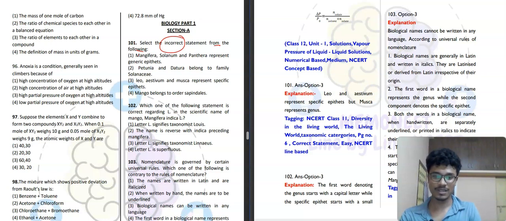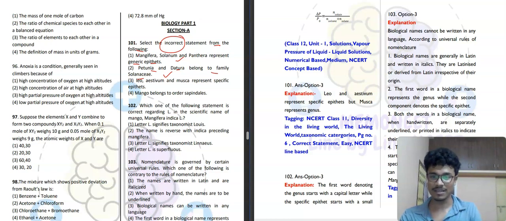So first option is saying that Mangifera, Solanum and Panthera represent the generic epithet. Is it correct? Yes, it is correct. Now the second one is Petunia and Datura belong to the family Solanaceae. It is also a correct statement. Both Petunia and Datura belong to the family Solanaceae.